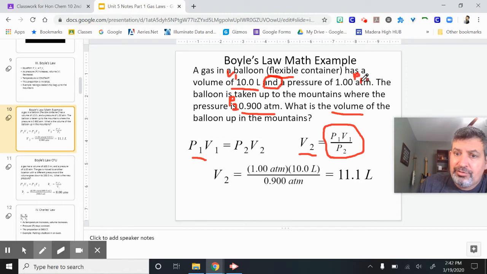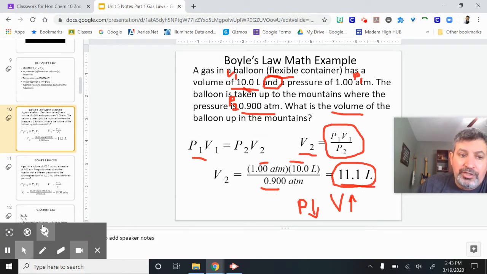Once I have that, I start plugging stuff in. I go back up here. I said, oh, there's P1. I'll put it right there, and you notice it goes there. I look at the 10 liters here. That's V1, so that's going to go there. And the 0.9 atm would go down here. In the calculator, it's always multiply the top, divide by the bottom, as you guys know, and you get 11.1 liters. Now notice that the volume went up as the pressure went down. Okay, inverse proportion, the answer makes sense. It should go up. It went up a little bit. We're good.